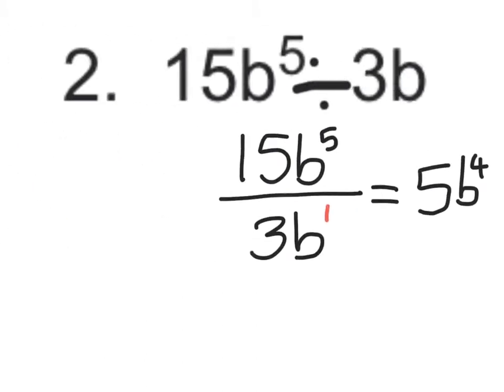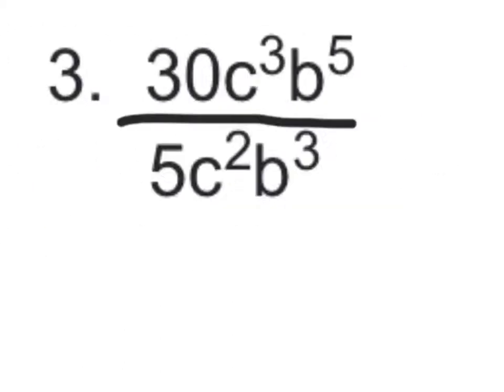And let's have a look at the third one. Okay, once again, although this looks horrible, we're going to do the same as we've done before. Numbers first. 30, this means divided by 5. 30 divided by 5 is 6. Okay, let's move to our letters next. Our next letter is C.